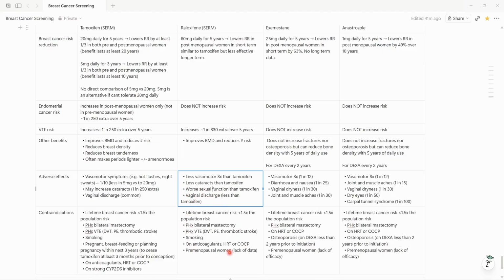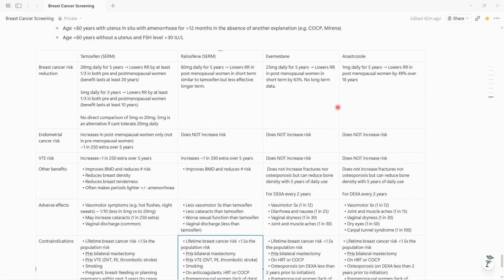They have very similar contraindications to tamoxifen: not a high enough breast cancer risk, bilateral mastectomy, history of VTE, smoking, and concurrent use of anticoagulants, HRT or COCP. Raloxifene should also not be used in premenopausal women due to a lack of data.